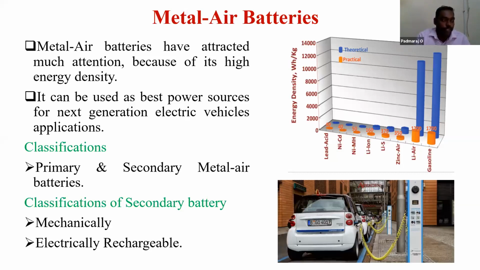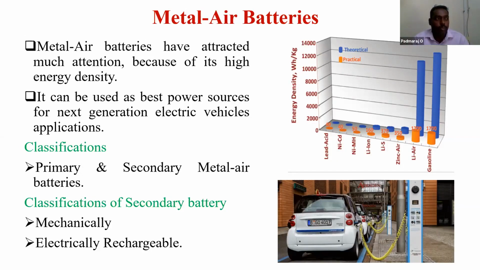So we know that there is a shortage of fossil fuels, so we are looking for alternative sources. Now everyone has an interest in purchasing electric vehicles. For electric applications, what are we going to use? The battery. For next-generation electric vehicles, metal-air batteries are becoming commercialized. Therefore, researchers have been focusing on developing novel materials for metal-air batteries.